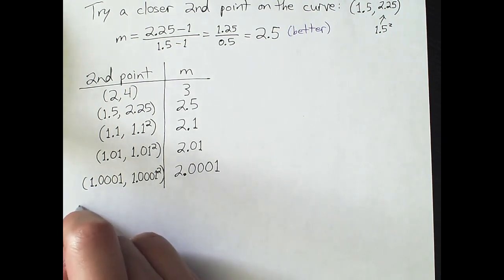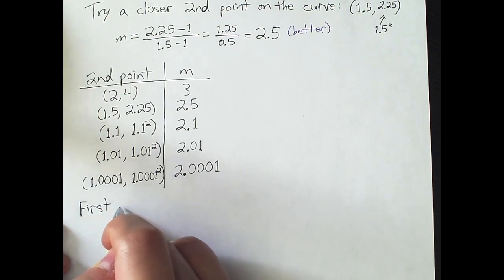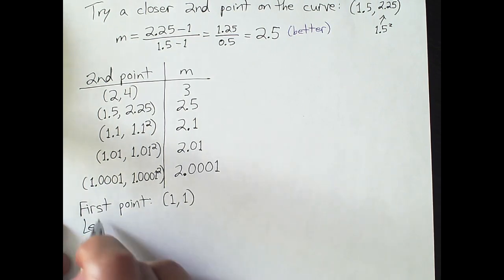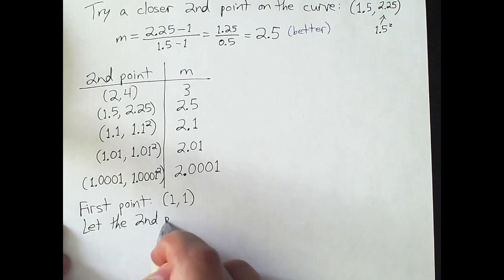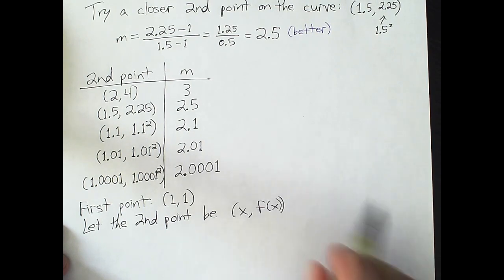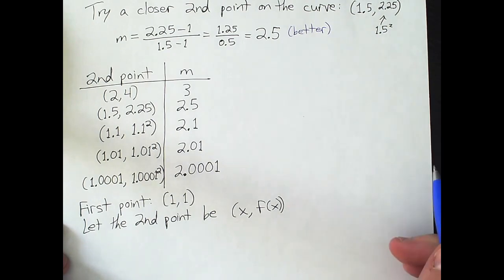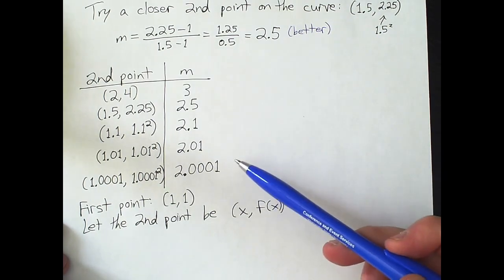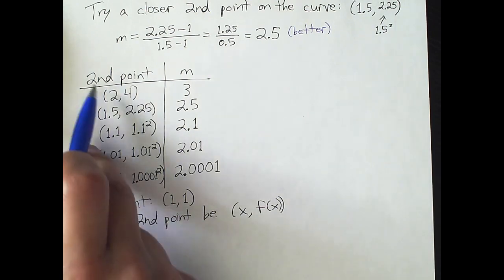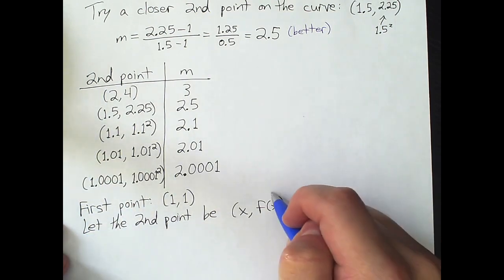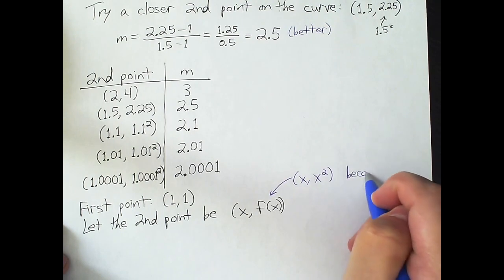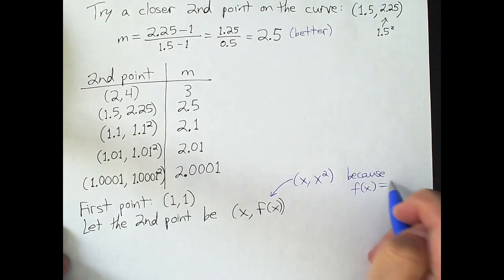So how about this? Let's remember that our first point was 1 comma 1. What if we let the second point be x comma f of x? I'm trying to be more general here. We have a table that seems to suggest that the actual slope that we're looking for might be 2. These were specific values. Now I want to look generally. I guess this x comma f of x could be thought of as x comma x squared, because the function is f of x equals x squared.